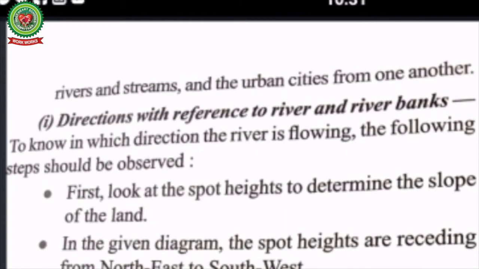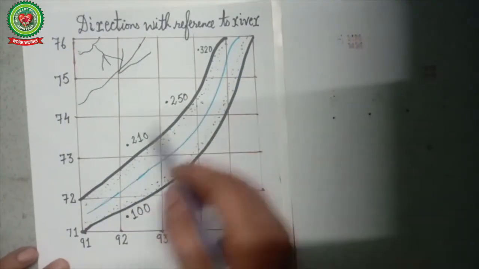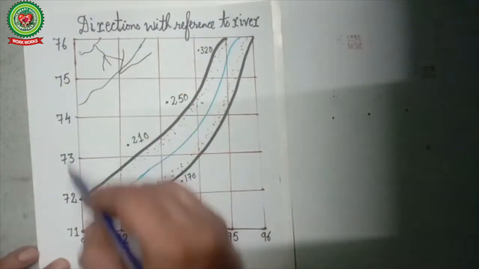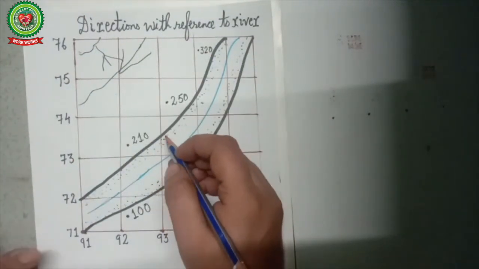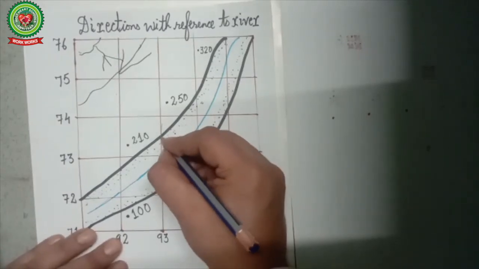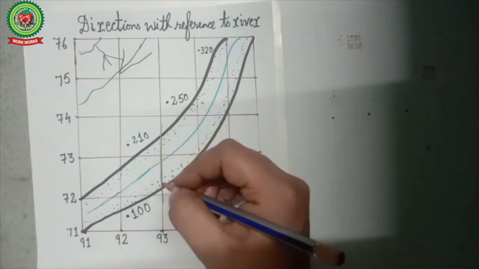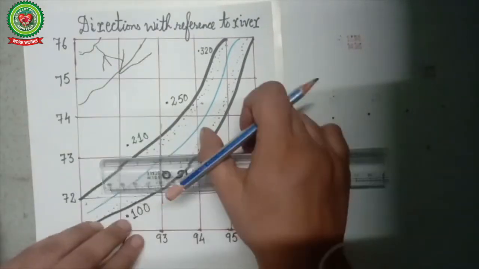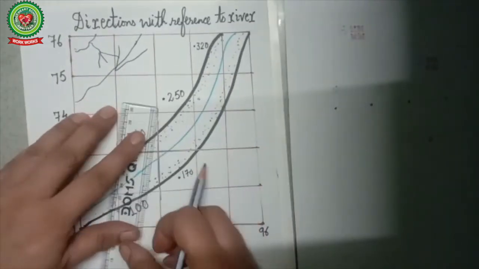Children, let us study these steps with the help of an example practically. We have to find out the direction of the flow of the given river in this topographical map. Now what will be our first step? First of all, we will draw the 4 cardinal directions in the center of the river like this.